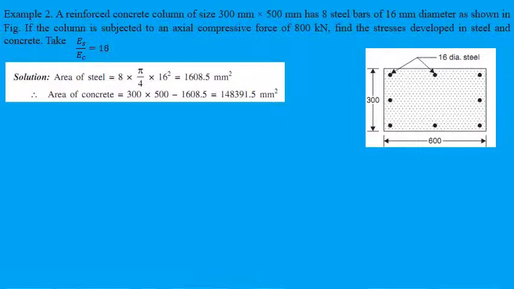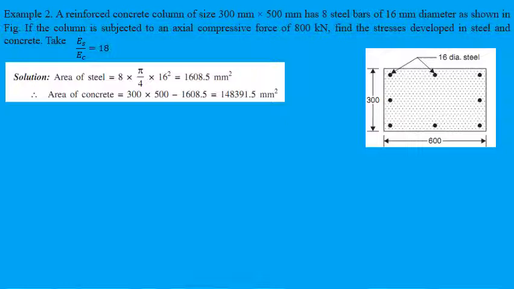To find the area of the steel, we have to consider pi by 4 into d square, because it is a circular steel rod and we have 8 circular steel rods. Therefore, we multiply 8 into pi by 4 into 16 square. After simplifying, we got the area 1608.5 millimeter square.